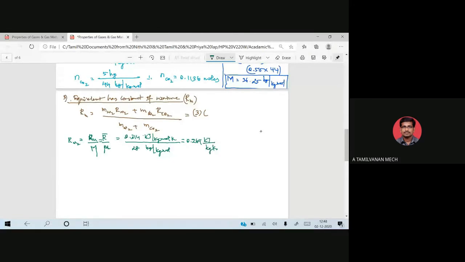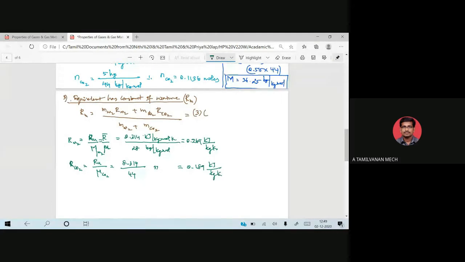Similarly, we find R of CO2. R of CO2 is equal to the universal gas constant R_u divided by the molecular weight of CO2. By the same substitution, 8.314 divided by the molecular weight of CO2, which is 44. The unit conversion is the same as the previous one. So what is the value of R of CO2? It is 0.189 kilojoule per kilogram Kelvin.